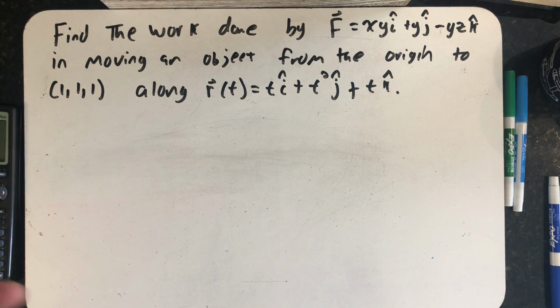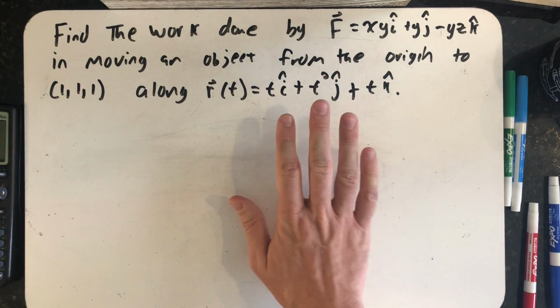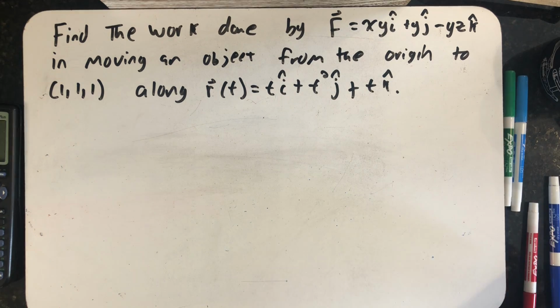And so in this video, I want to find the work done by the force field F, which is xyi plus yj minus yzk, in moving an object from the origin to the point (1, 1, 1) along the path r of t is ti plus t squared j plus tk.